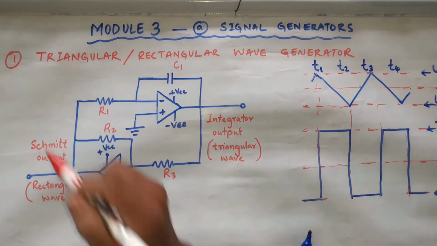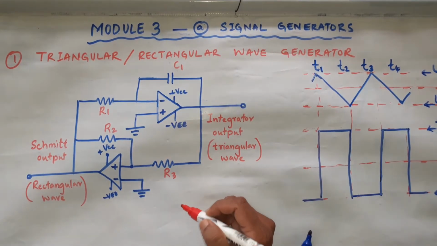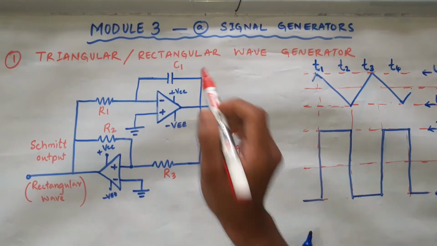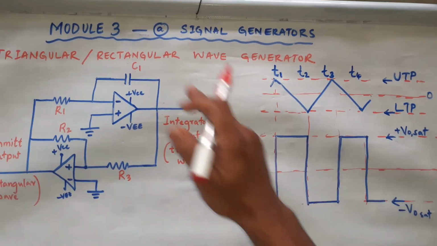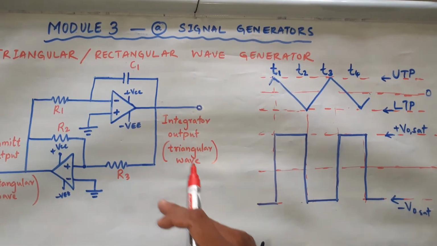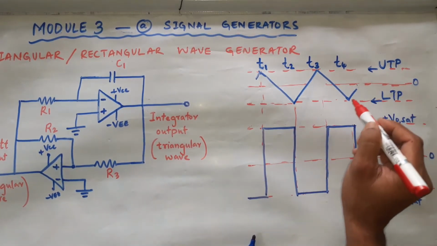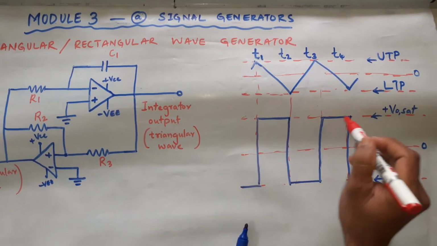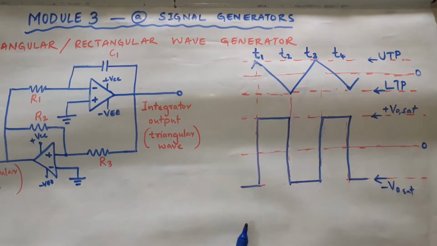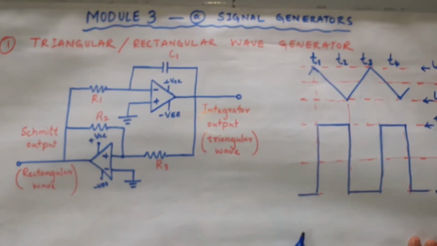So we have a circuit here. We will understand how this particular circuit is capable of generating triangular as well as rectangular waves. This circuit, which you see on your screen, is capable of producing this triangular waveform and simultaneously a rectangular waveform like this. We'll see how it happens.